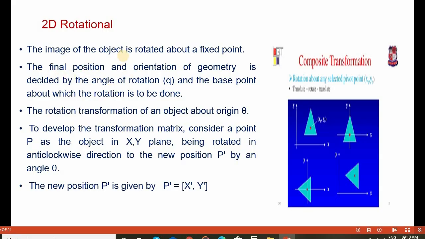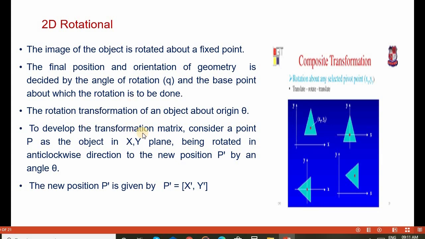This figure shows the original object, and here it is rotated through different angles. According to the angle of rotation, the image has been rotated, and the base point is the point about which the rotation is to be done. So the image of the object is rotated about the fixed point, and only the angle of rotation varies.